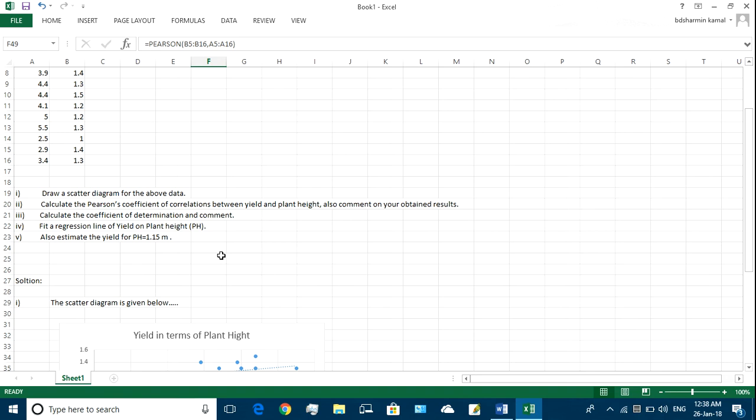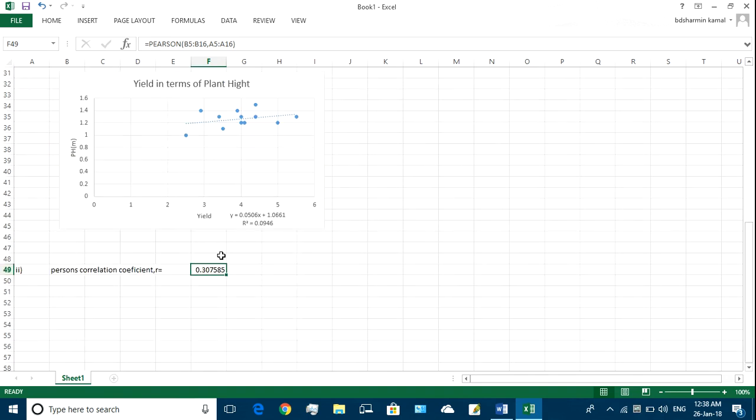Achha, what is the comment? The comment is R equals 0.307585, which is positive, and we can say that there exists a moderate positive relationship between plant height and yield.